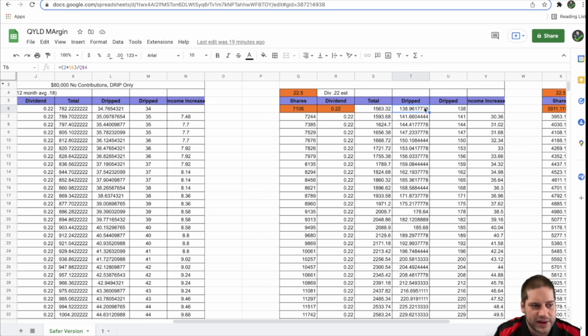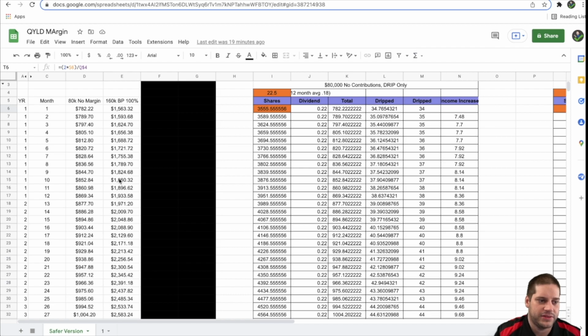Over here, what I had to do was make the amount of shares dripped actually be 2× the total dividend, because he still put in 100% of his margin, or of his new buying power, to use. So if he gets paid 1,563, he should have about 3,000 to buy shares with because of the buying power increase. So that's how this is different than the other stuff. And you can see, obviously, he's going to have almost double the income starting out.